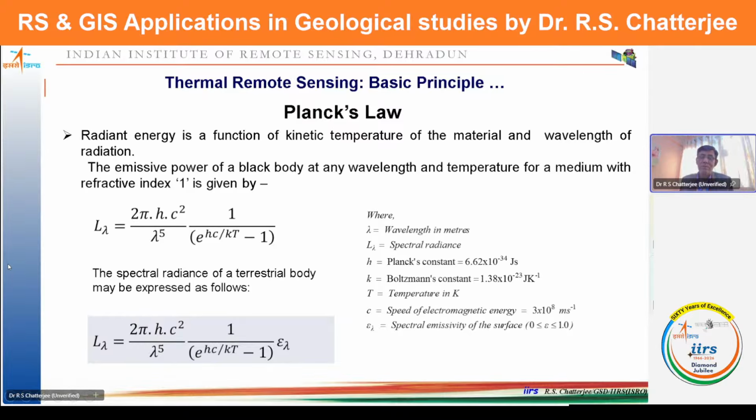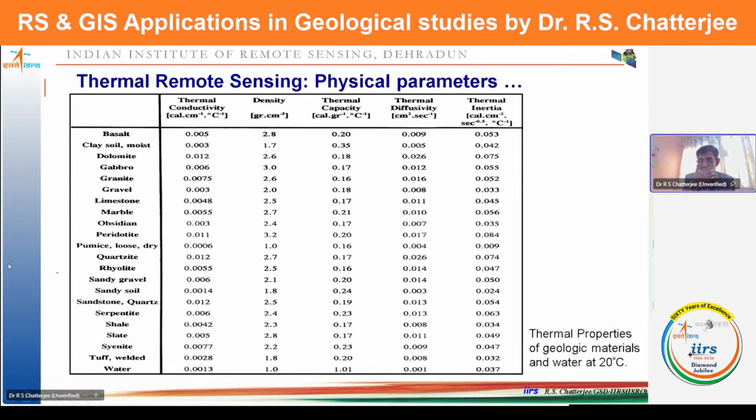Okay. So now coming to thermal sensing, what are the physical parameters that are important, like thermal conductivity, density of the material, thermal capacity, thermal diffusivity, and thermal inertia.